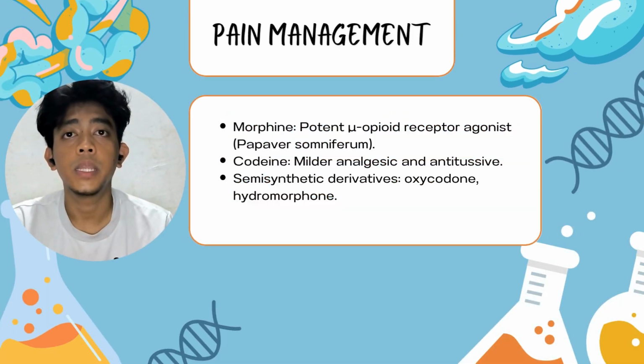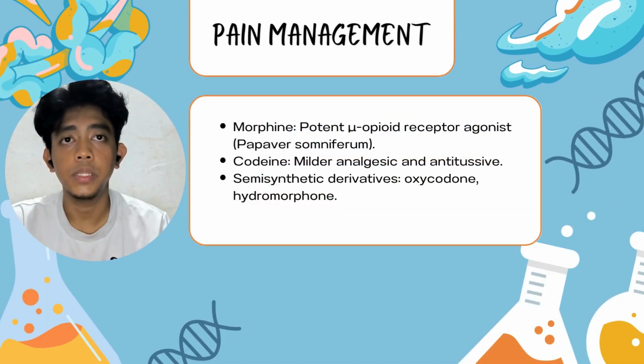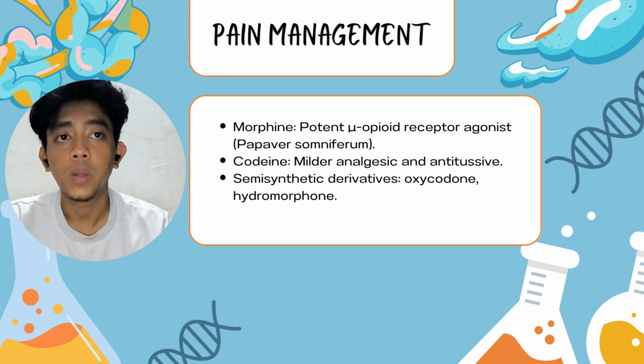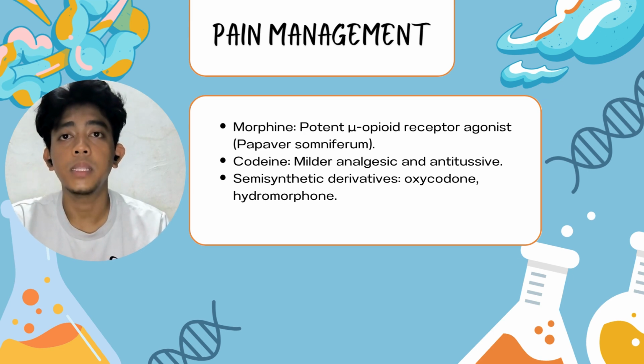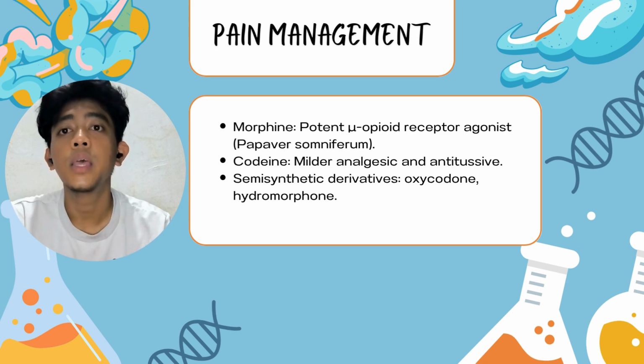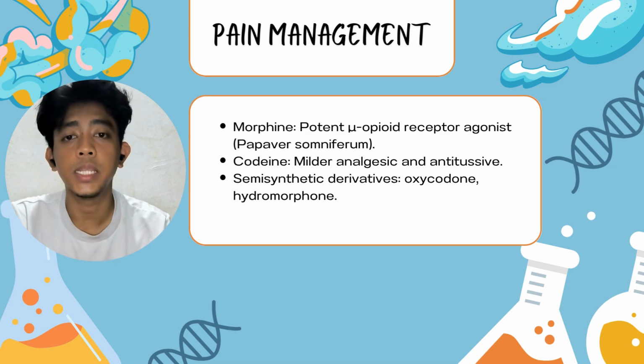One of the earliest and most effective alkaloid medications is morphine. Extracted from Papaver somniferum, it is a potent opioid receptor agonist, providing relief from severe pain. Codeine, also derived from the same plant, is used for mild to moderate pain and as a cough suppressant. To improve bioavailability and reduce side effects, semi-synthetic derivatives like oxycodone and hydromorphone have been developed and widely used in clinical settings.